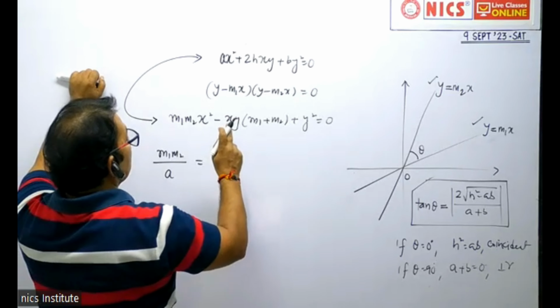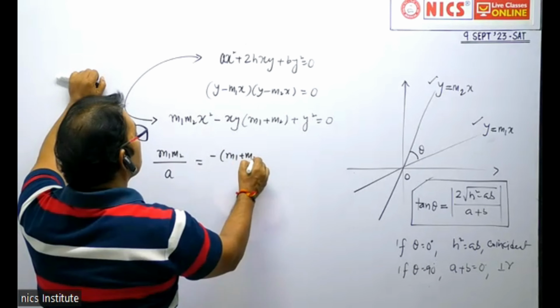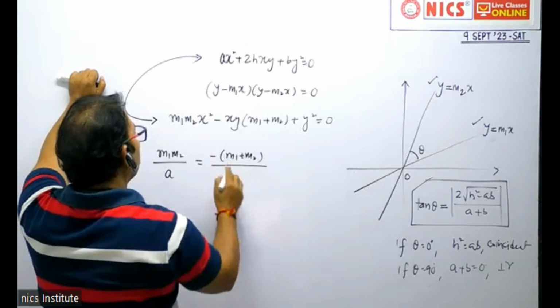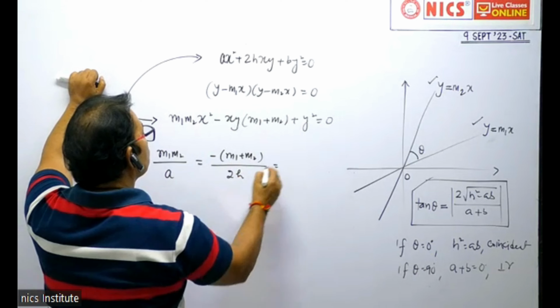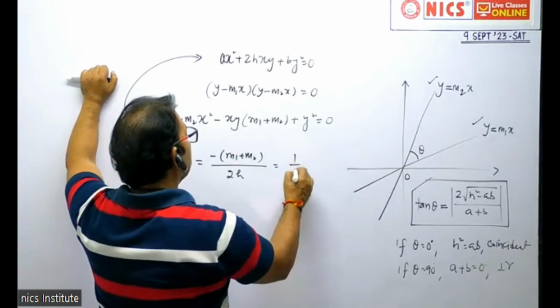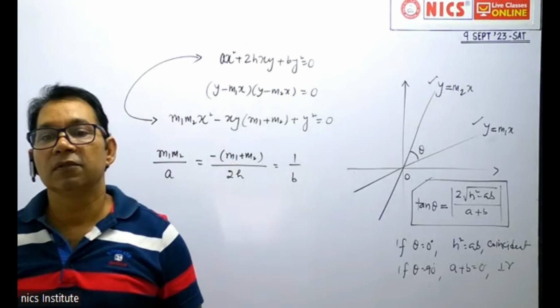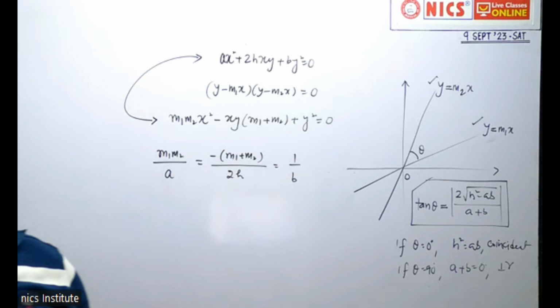Coefficient of xy is minus (m1 plus m2), and there the coefficient of xy is 2h. Coefficient of y square here is 1, and there it is b. So that's how we compare. So I've compared the coefficients of the two lines, right?